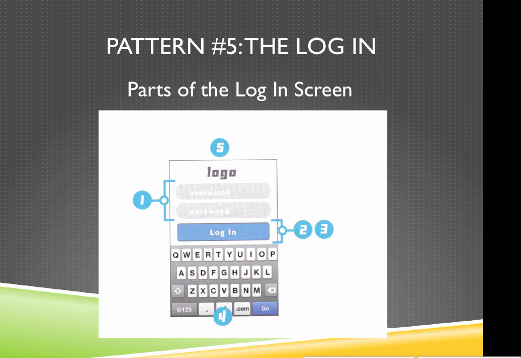So part 4 asks the designer to consider the modal appearance of the keyboard once a text field is activated. And what I mean by modal, it usually comes up from the bottom of the app screen. If the placement of your text fields and the login button do not consider the space the keyboard will take, the user will not be able to see the text they type and or access the login button. So this is pretty important.